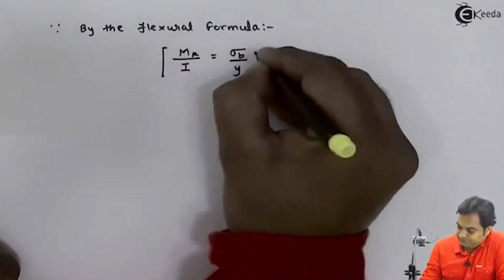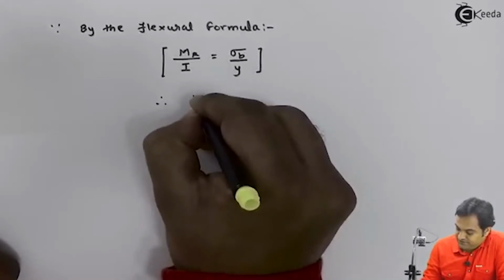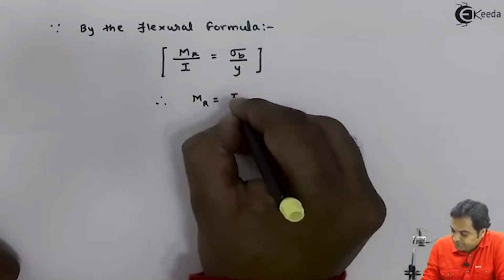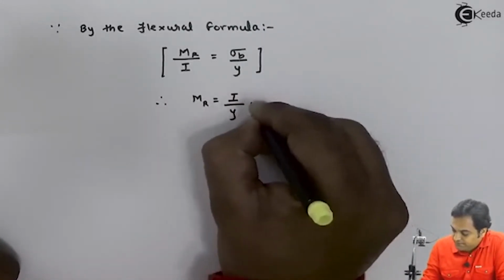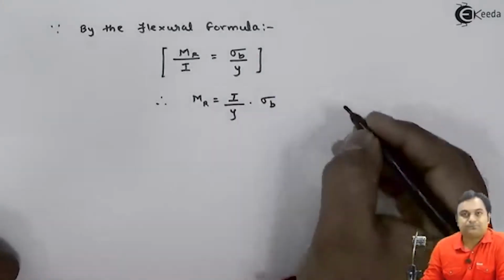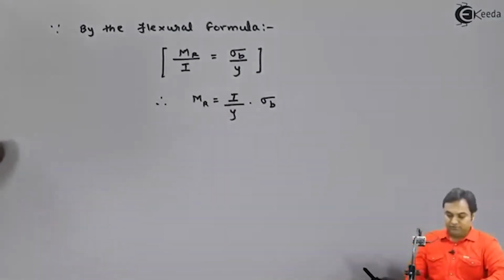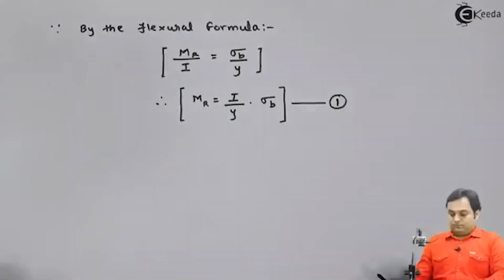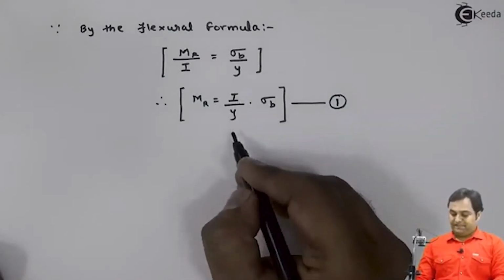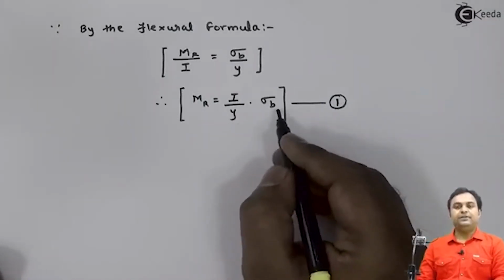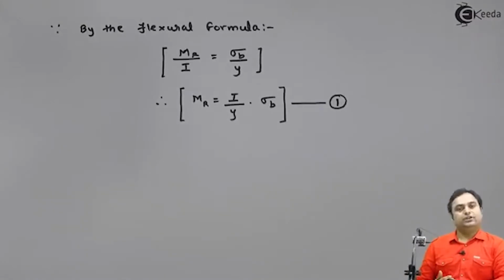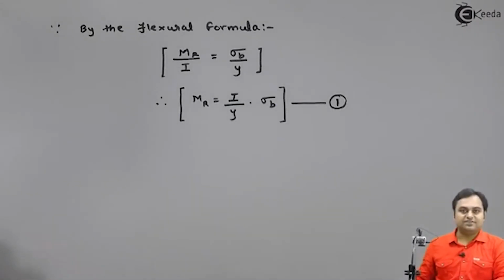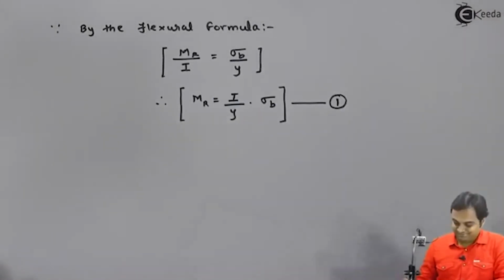Therefore, M suffix r will be equal to, shifting onto the other side, I divided by y into sigma b. I will keep this moment of resistance as my first equation. If I get the value of I, if I know the value of y and sigma b, my problem gets solved. So here I would be going first for the calculation of I, which is the moment of inertia of the section. So let us start calculating it.